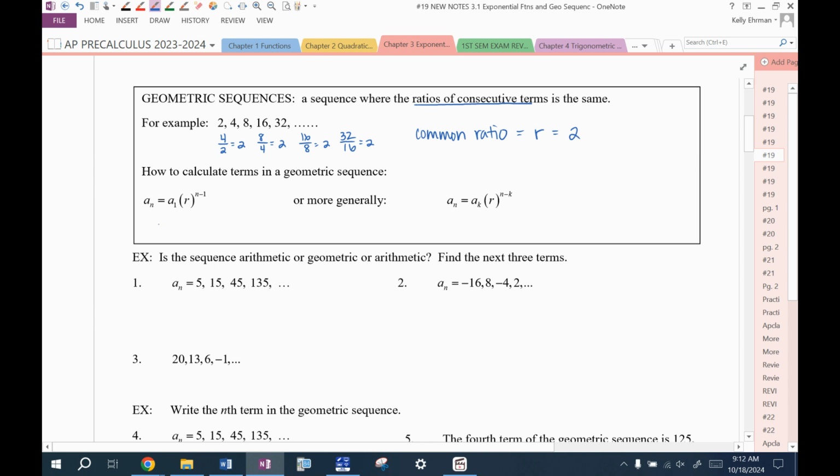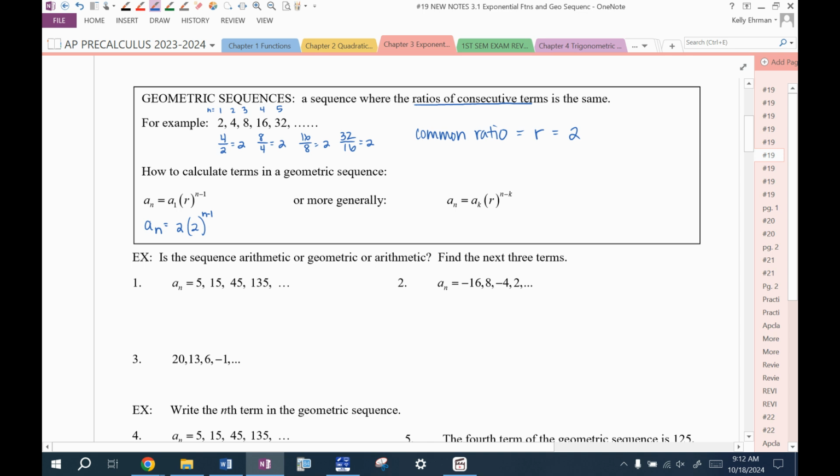And so let's check that with this one. In general, I should be able to get any term by taking the first term, 2, multiplying it by the common ratio, which was 2, to the n minus 1. So if we check that, this is the first term, the second term, the third term, fourth, and fifth. So let's just check, does this work for the fifth term? If I want to find the fifth term, I get 2 times 2 to the fourth. Is 2 times 2 to the fourth 32?